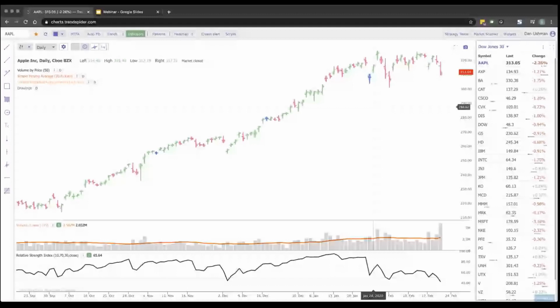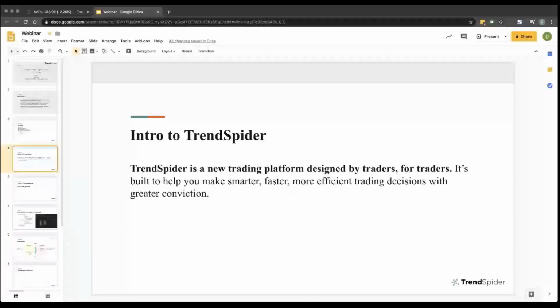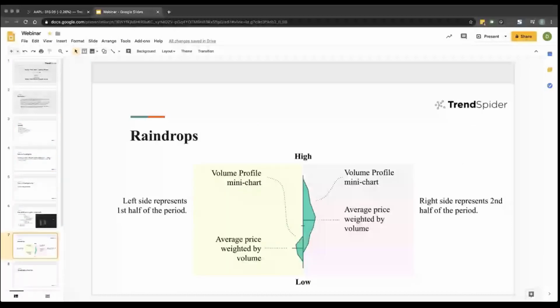So those are three features that I wanted to touch on. I kind of skipped around on my deck here, but this diagram shows how raindrops are constructed, right? And those are some of the really interesting things in TrendSpider.